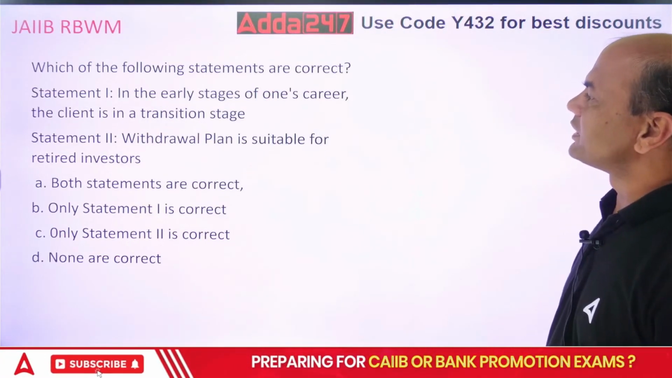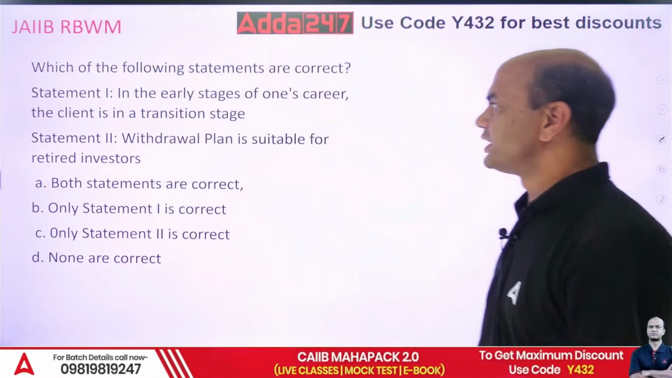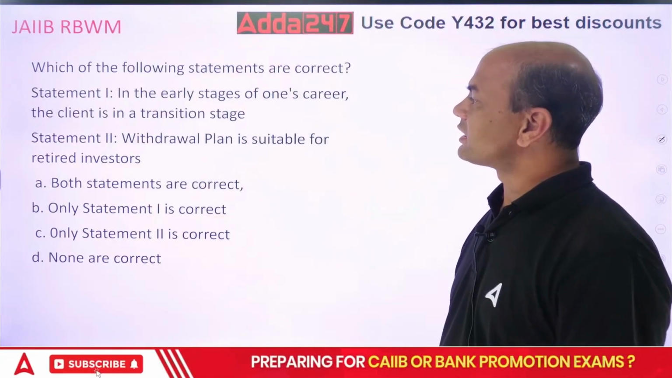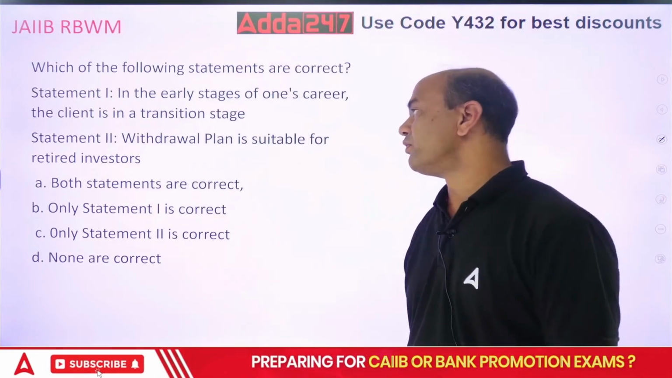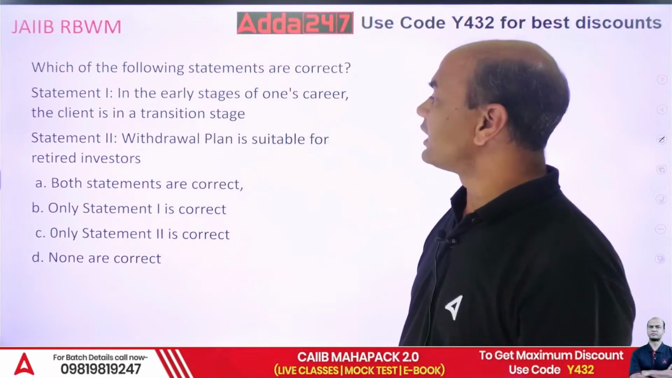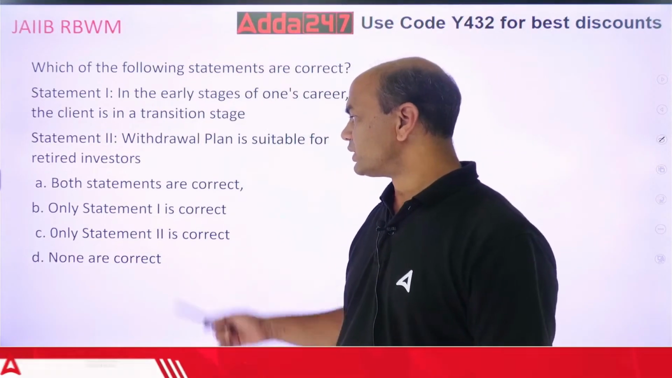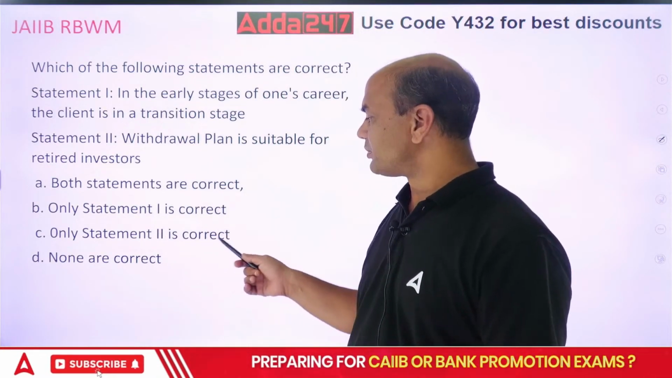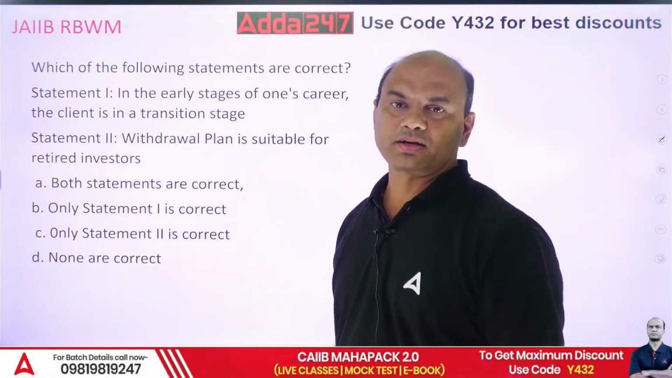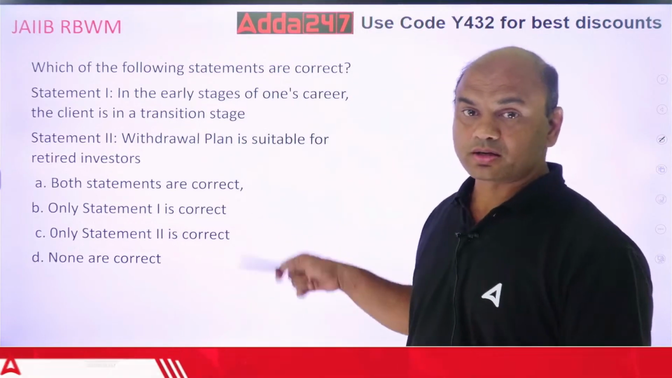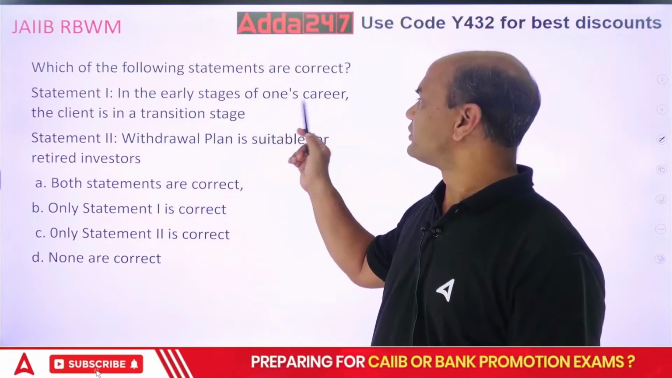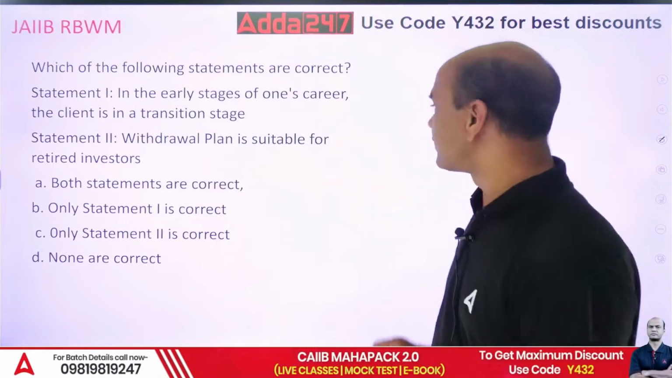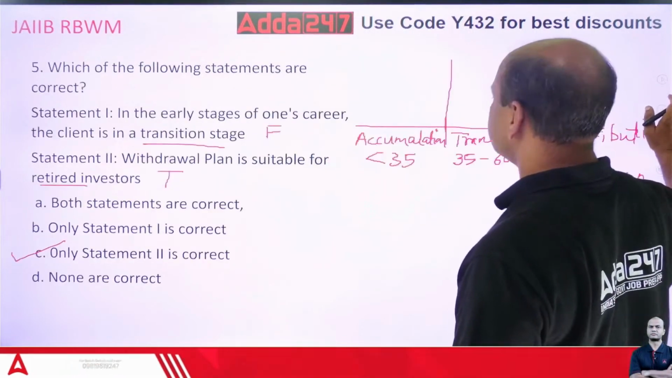Which of the following statements are correct? Statement 1: In early stages of one's career, the client is in the transition phase. Statement 2: Withdrawal plan is suitable for retired investors. Both the statements are correct. Only statement 1 is correct. Only statement 2 is correct. None of them are correct. So which of them are correct? In early stage of one's career, the client is in the transition phase. Is it so? What are the three phases?